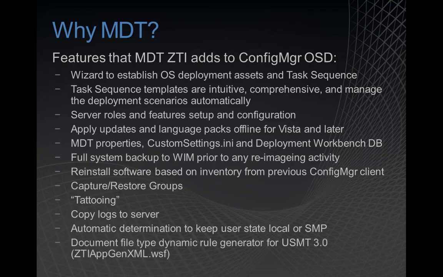A new feature of USMT version 4 is the introduction of the MigDocs.xml default migration rule file. MigDocs.xml uses a new helper function that enables it to dynamically migrate files that are registered as a document type. I use the term document loosely here, because an example of a document for the purposes of this discussion may be an ISO file. Let's say, for example, I have a bunch of ISO files in a folder off the root of my C drive.